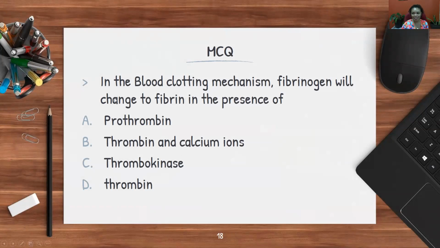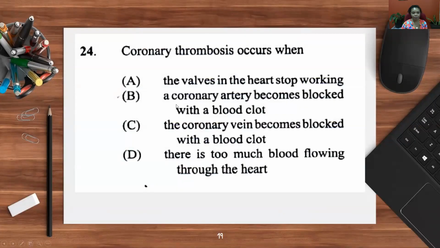All right, so let's look at the first MCQ question. In the blood clotting mechanism, fibrinogen will change to fibrin in the presence of, we just did this. The answer is thrombin. So fibrinogen will change to fibrin in the presence of thrombin. So thrombin converts fibrinogen into fibrin.